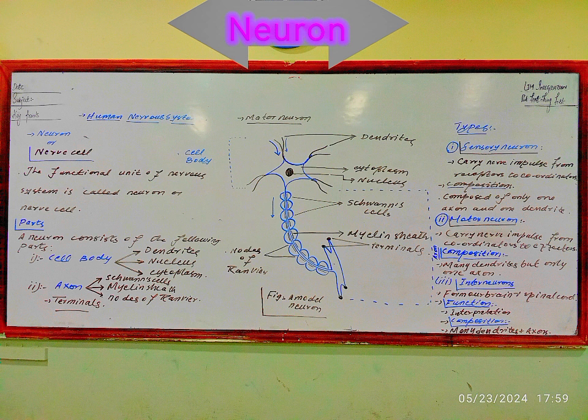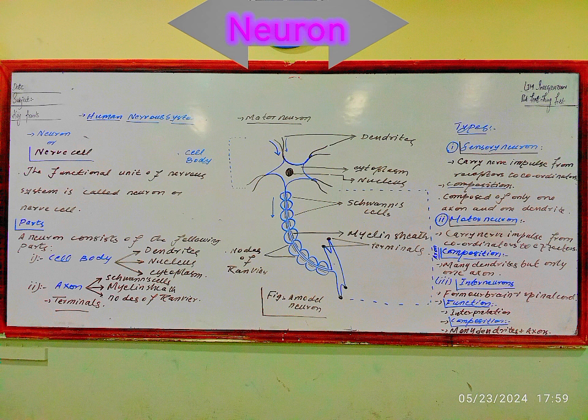Number two is the motor neuron. Motor neuron, as the diagram indicates, is composed of many dendrites and only one axon, and it is responsible for carrying nerve impulses away from the coordinator towards the effector for performing a particular type of response.